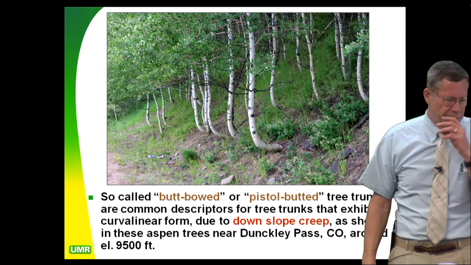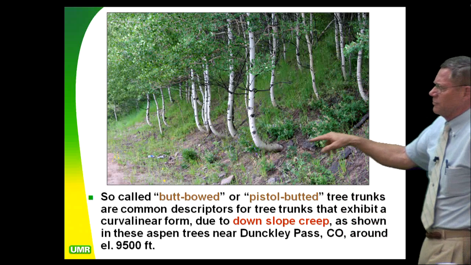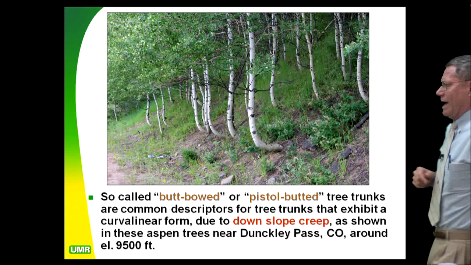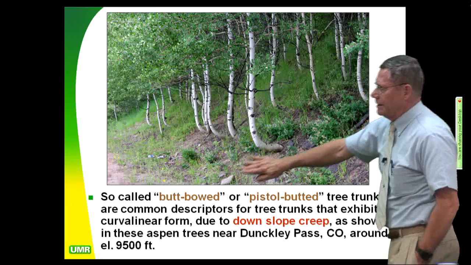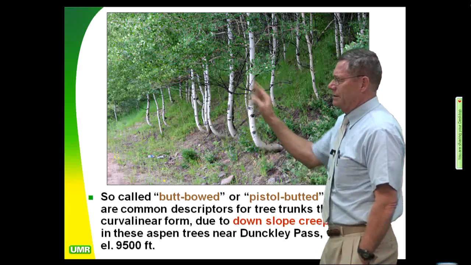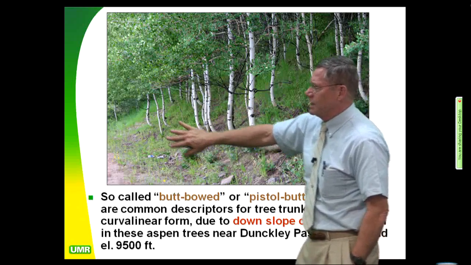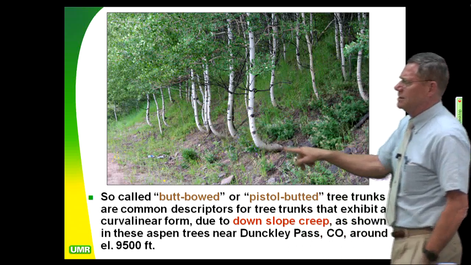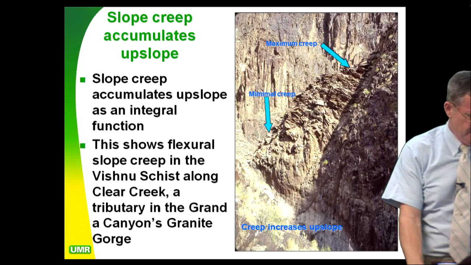Here's the typical butt-bowed or pistol-butted trees. These are aspens. Everybody loves to use aspens because they grow like weeds. This is on Dunkley Pass in Colorado, around 9,500 foot elevation. This is a little road cut here for the highway, and these trees are showing a very, very high rate of creep in that zone of the cut. Now, as you get away from the cut, you get away from the severe pistol-butted trees. So you want to be looking at the trees. They're going to tell you a lot of things. These trees aren't very old at all.